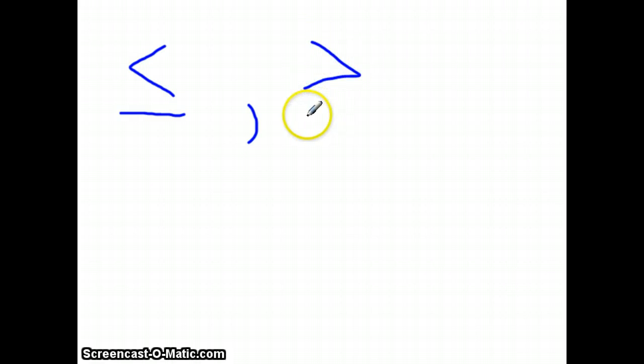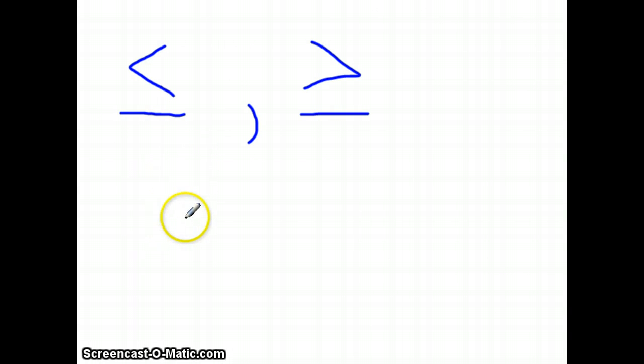What I want to do now is introduce some new symbols that you maybe haven't seen before. First symbol we'll use is less than or equal to. It actually looks like half of an equal sign on the bottom, where this line is, and then it has the less than symbol on the top. The other version of that would obviously be greater than or equal to. And let's go ahead and do a few examples using these symbols.